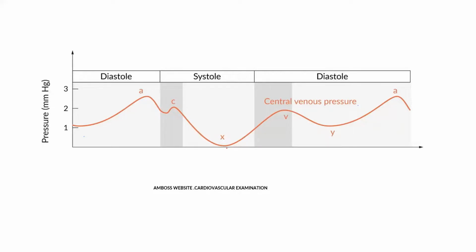Now, after atrial relaxation, the pressure builds up to the V wave. Why is this? So why do we have V? Because the atrium after relaxation starts filling. So the pressure increases. This is venous return filling the right atrium or left atrium. Now, after the V wave, we have the Y. Why the Y?